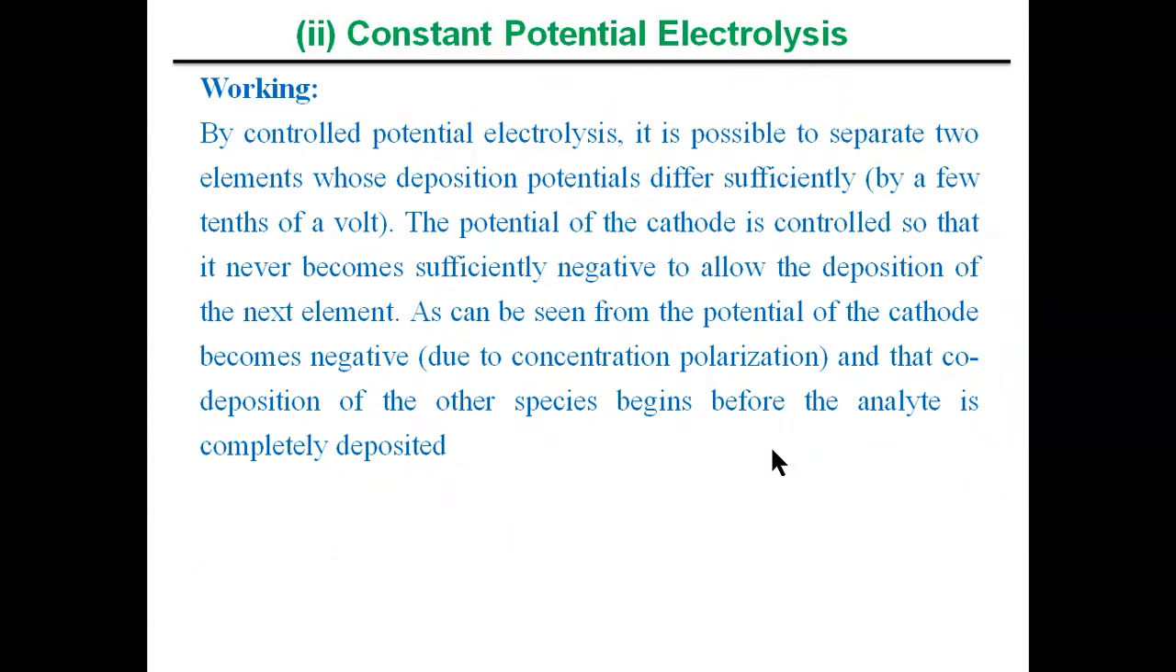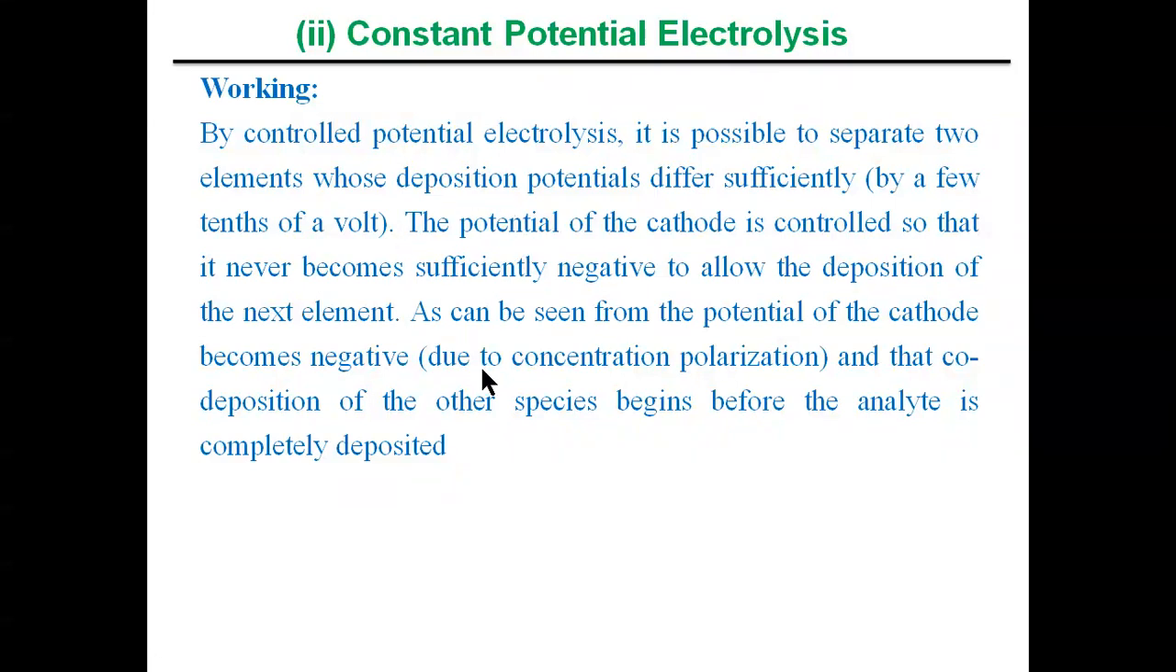In the working of controlled potential electrolysis, it is possible to separate two metals, or elements in general, whose deposition potentials differ sufficiently, by a few tenths of a volt. The potential of the cathode is controlled so that it never becomes sufficiently negative to allow the deposition of the next element. So why are we using the reference electrode and the three electrode setup? Here is the gist. If we are not applying the potential with reference to the reference electrode, the working electrode potential becomes sufficiently negative, and then co-deposition of metals, or of the next element, takes place.